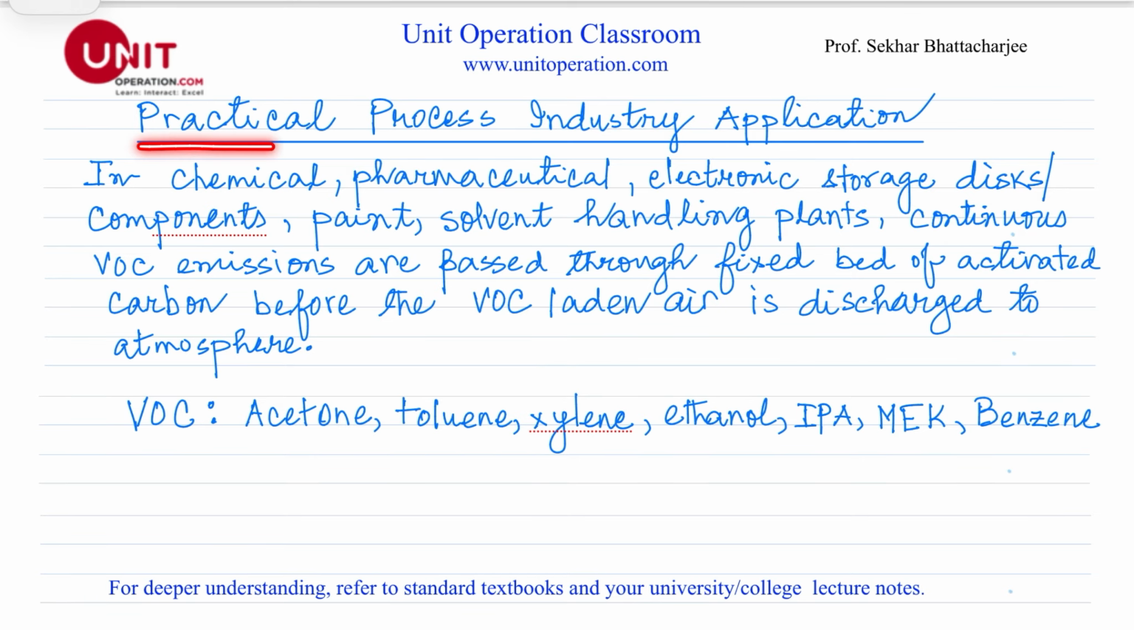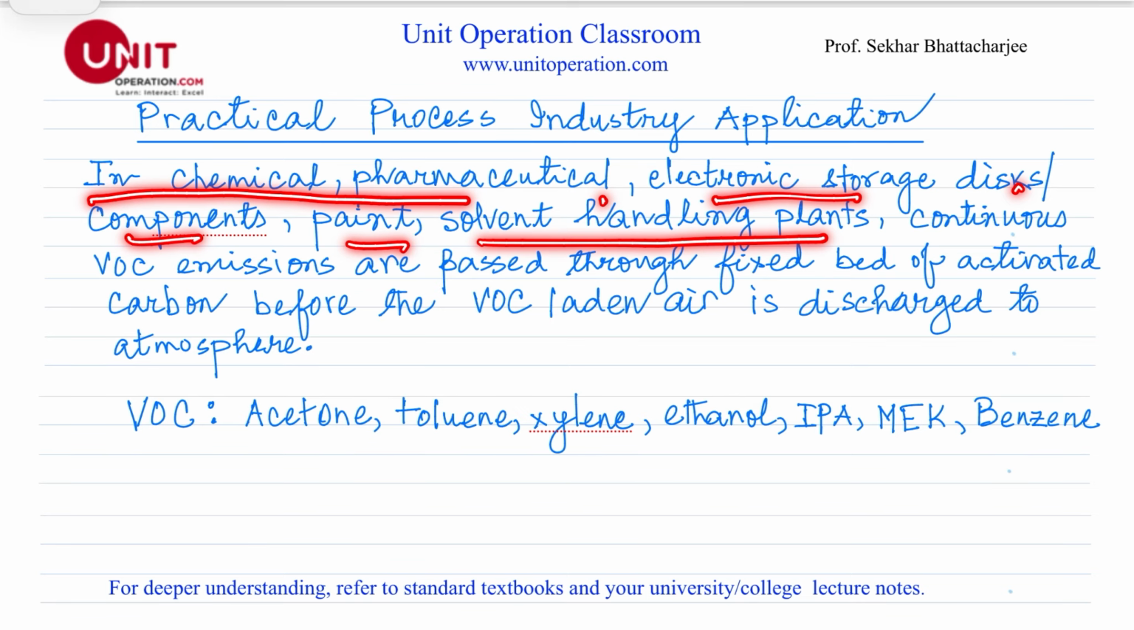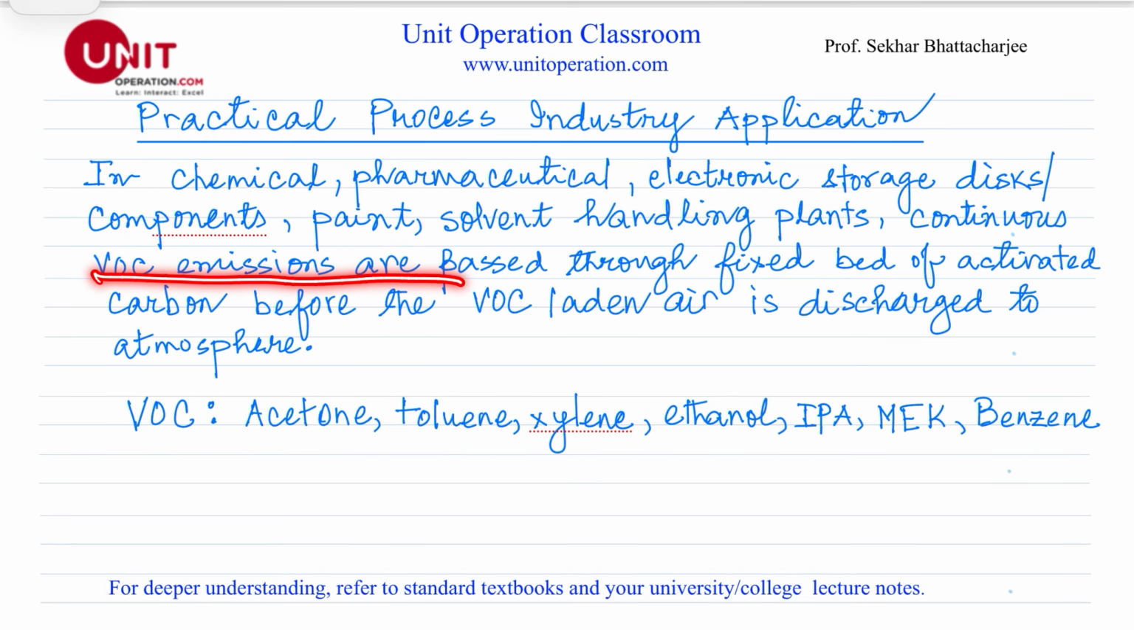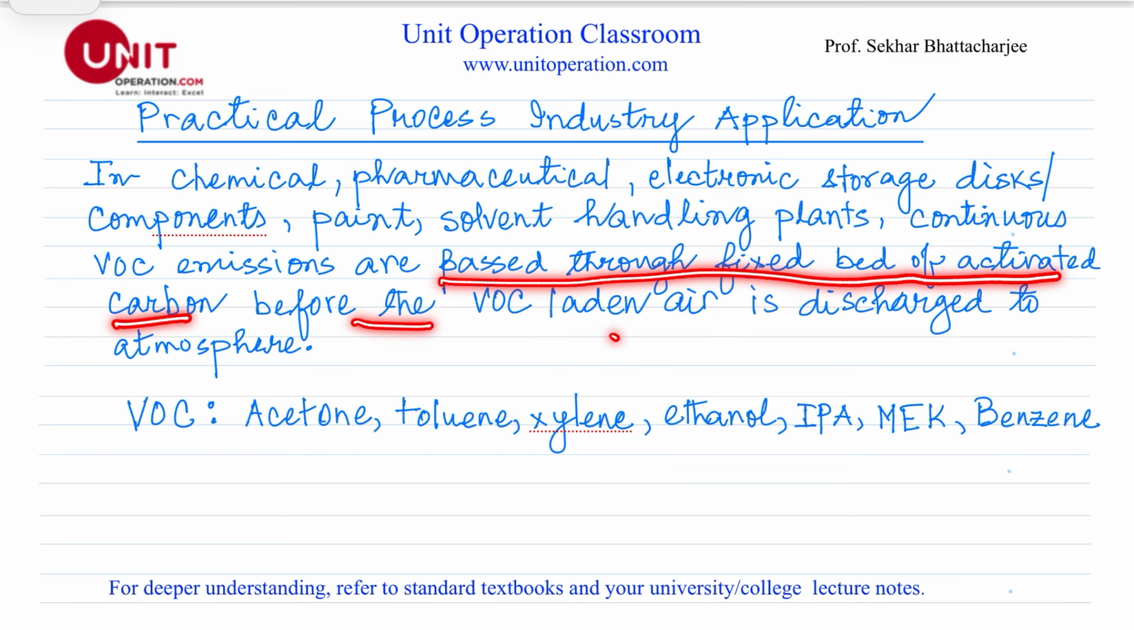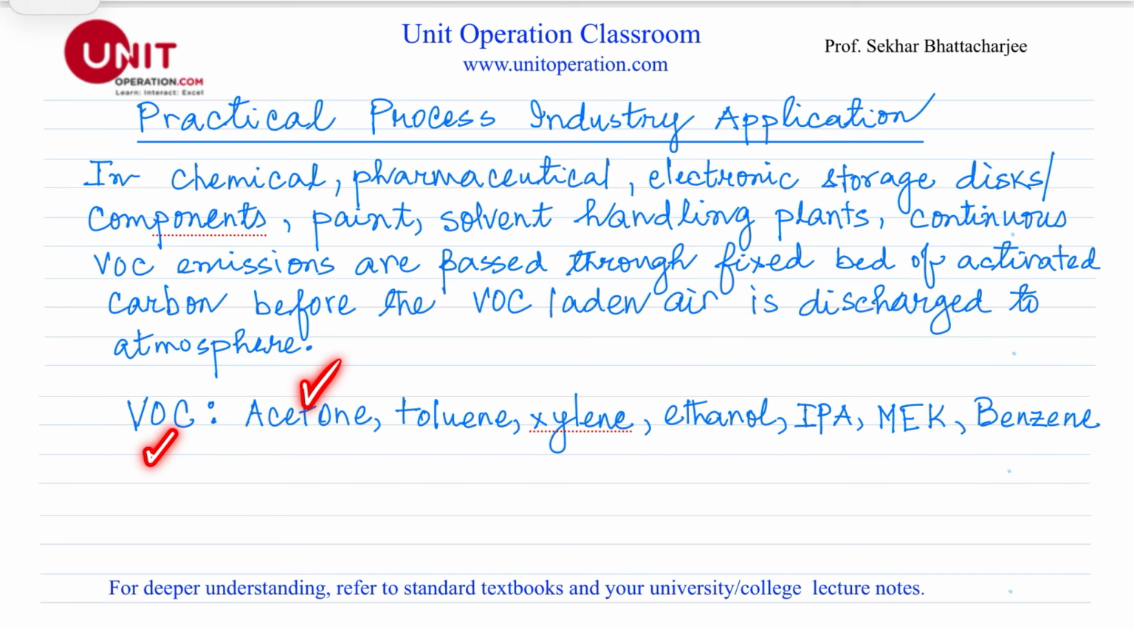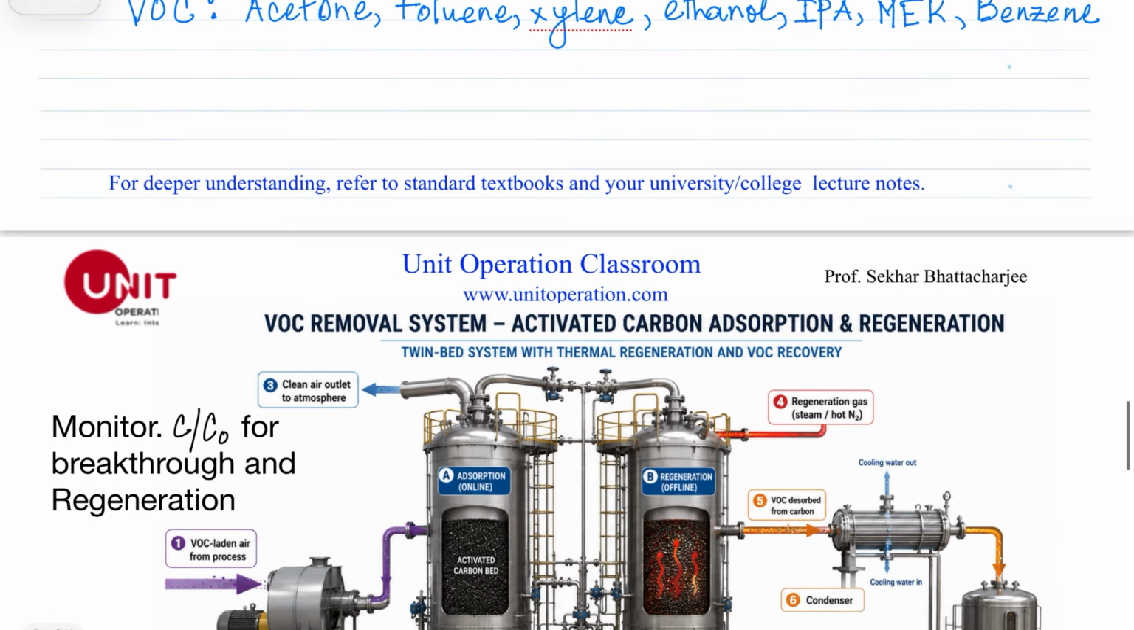Let's look at the practical process industry application. In chemical, pharmaceutical, electronic storage disks, components, paint, and solvent handling plants, continuous VOC emissions are a big problem, and for that they are passed through a fixed bed of activated carbon before the VOC-laden air is discharged to the atmosphere. Typical VOCs are acetone, toluene, xylene, ethanol, isopropyl alcohol, methyl ethyl ketone, benzene, etc. And there are a couple more.